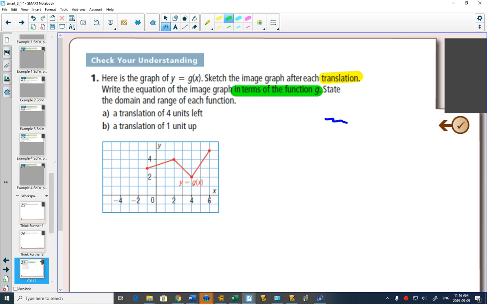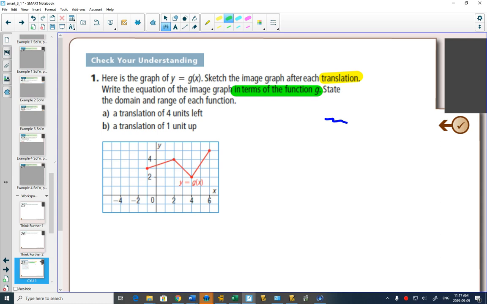Probably not very many. And what that means is that if you don't pay attention to these instruction words while we're learning, when you get to your quiz, you're going to have that same feeling. I don't know what this means. And when you don't know what instructions mean in math, then all of a sudden the whole question becomes very hard, just because we don't understand the English behind it or the language behind it. So we're going to look at what does it mean to write an image graph in terms of the function g, and then state the domain and range of each function.